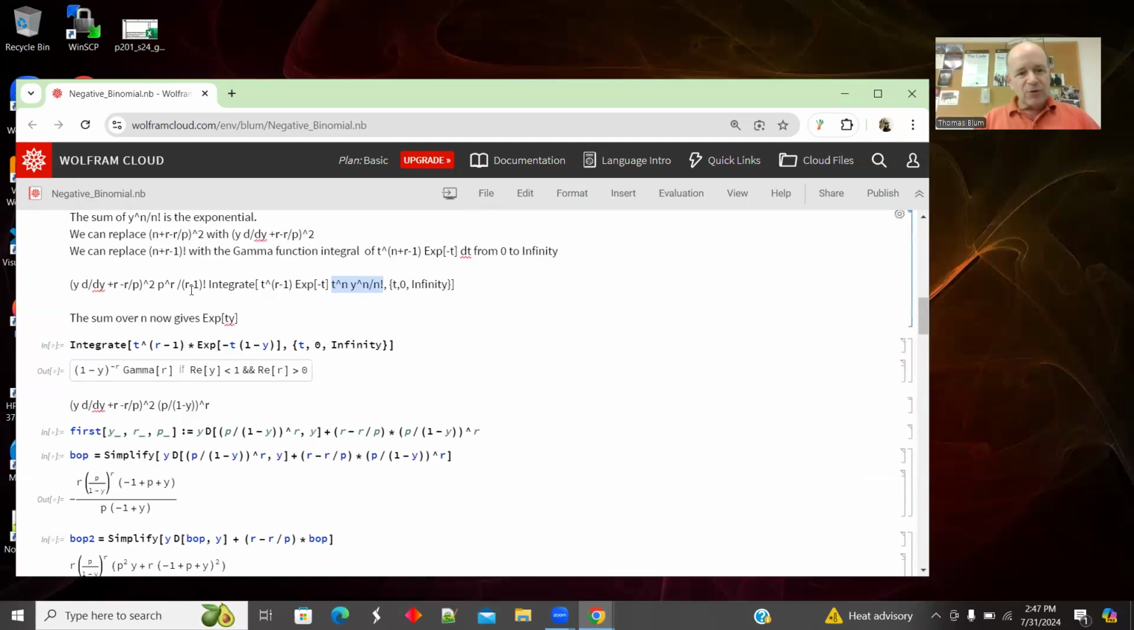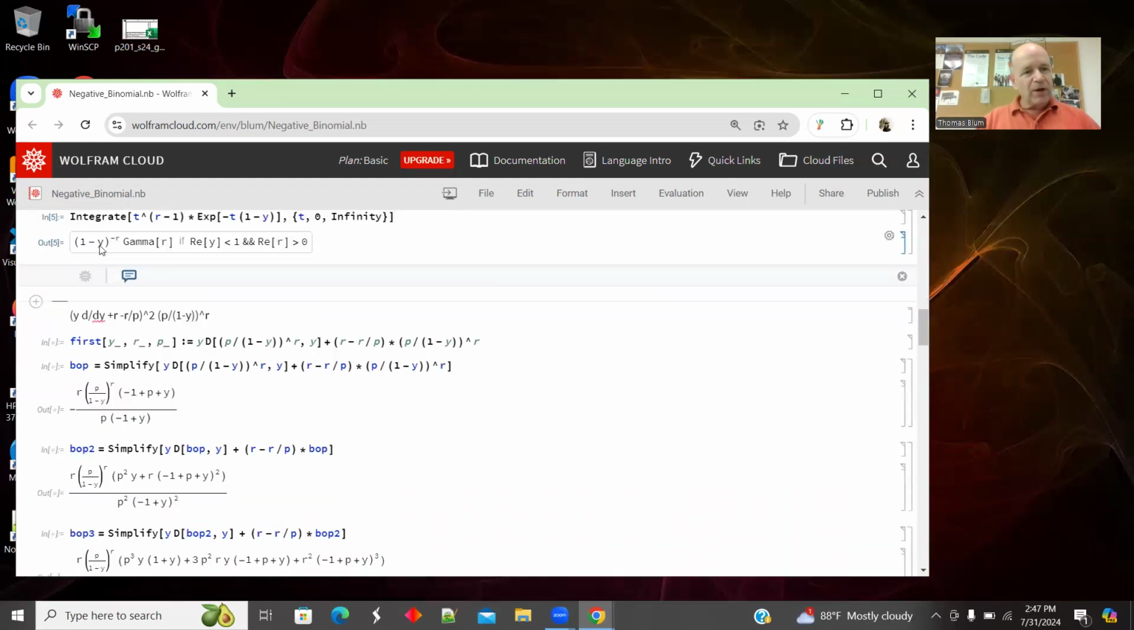And so now in terms of t, I have t raised to the r minus 1, the exponential of minus t that was from my original gamma. When I sum this on n, that was e to the ty. So there it is, minus t minus y is ty. And I'm integrating that. And so I let Mathematica do that for me.